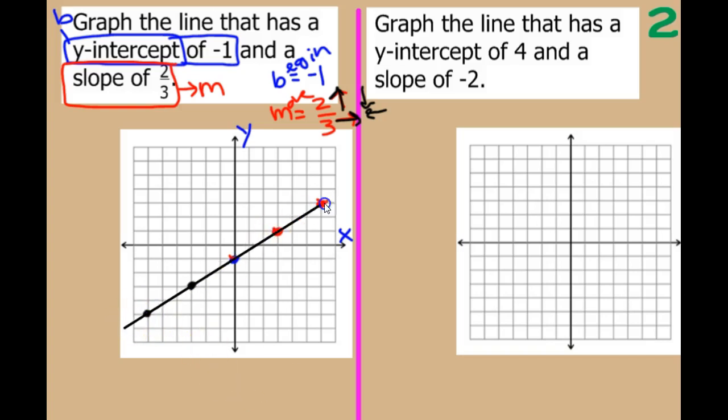And then always draw your line through and put arrows on the end to show that your line could continue in both directions. Let's try the next one.